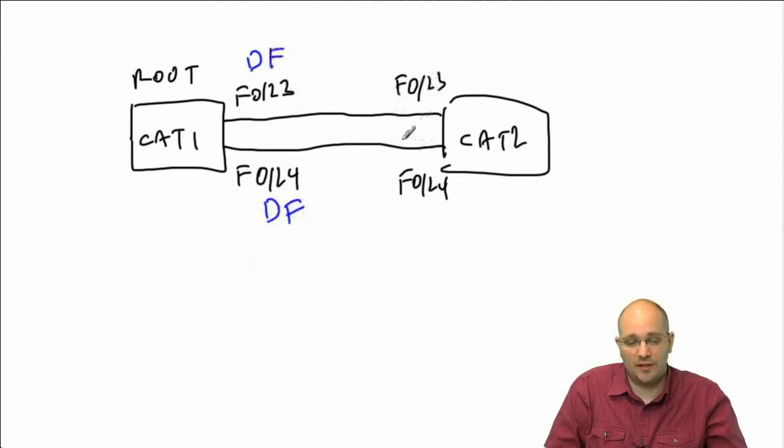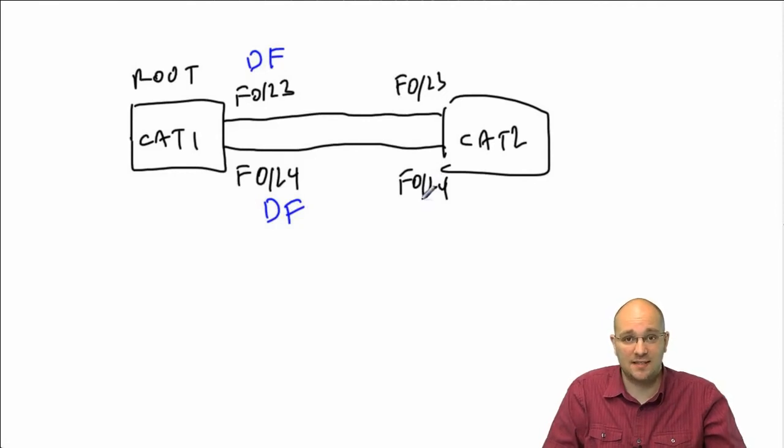On Fast Ethernet 23, I'm going to be receiving a BPDU that is going to be superior to the one on Fast Ethernet 24. Why? Is it the same root ID? Yes. Is it the same sender bridge ID? Yes. What about the port priority? It will be the same by default, 128. But what about the port ID itself? The port ID will be lower on Fast Ethernet 23 than on Fast 24. That means that Fast Ethernet 23 will win. That means that this port here becomes the root port, and it will automatically transition to forwarding.